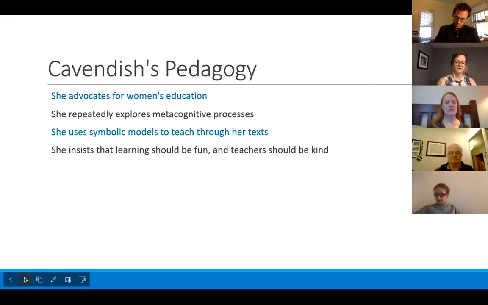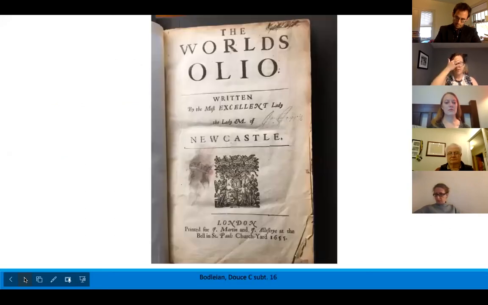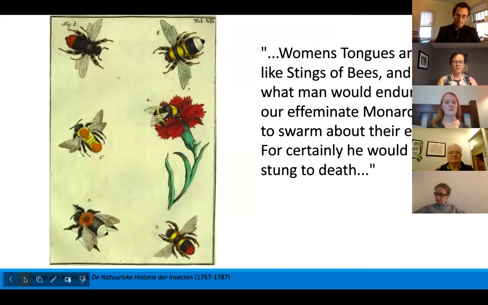In the preface to the reader in the World's Olio, Cavendish appears to seriously criticize her sex, describing women as bees that might sting men to death, for example. Shout out to my insect lovers here. Even as she acknowledges the fact that men held the literal and the metaphorical keys to knowledge.